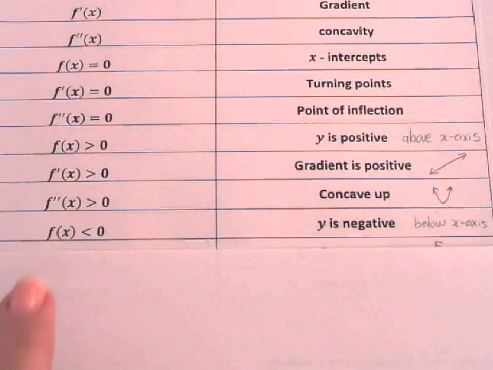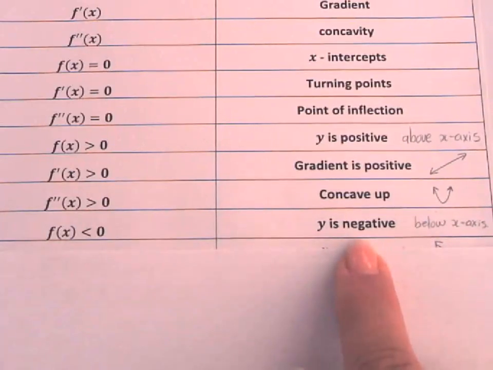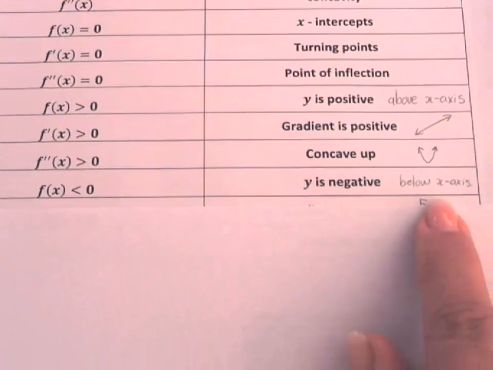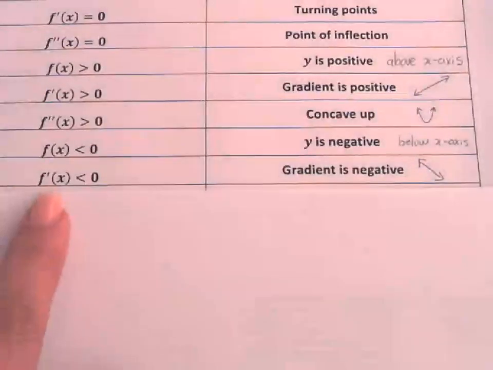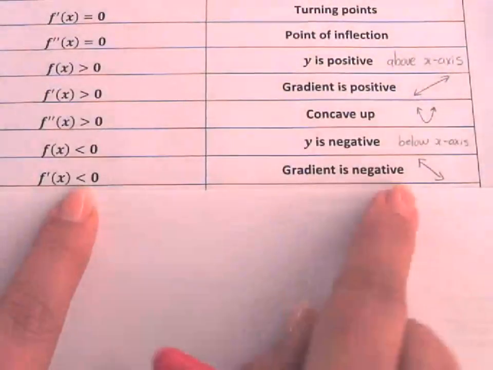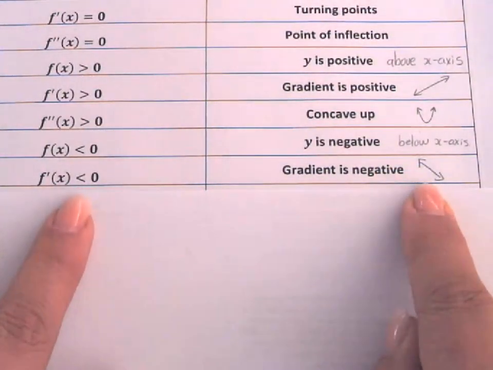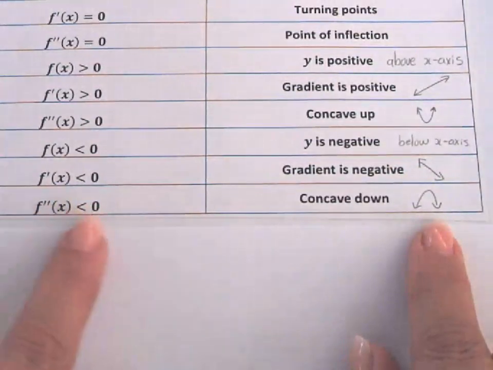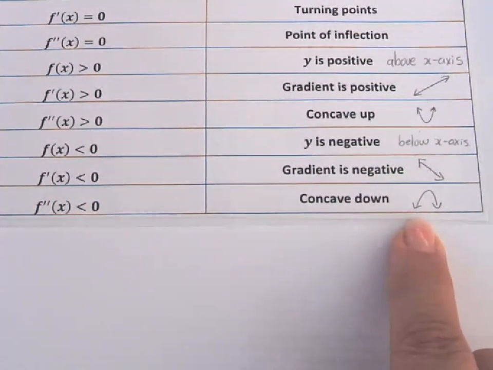If I tell you the y value is smaller than 0, it actually means the y is negative, so I'm looking at the graph below the x-axis. When the gradient is negative, the graph will go down. And when you have concavity that's negative, it means it's concave down.